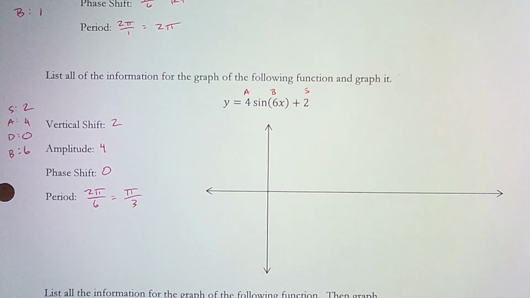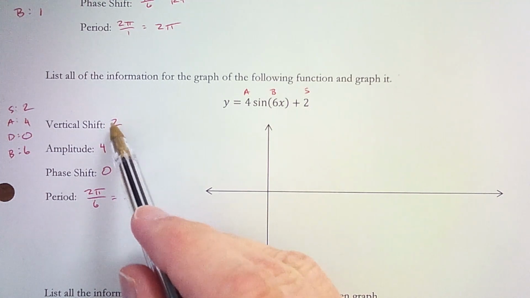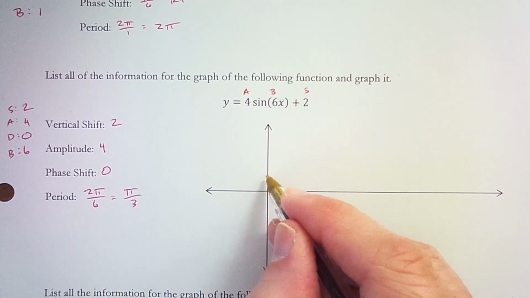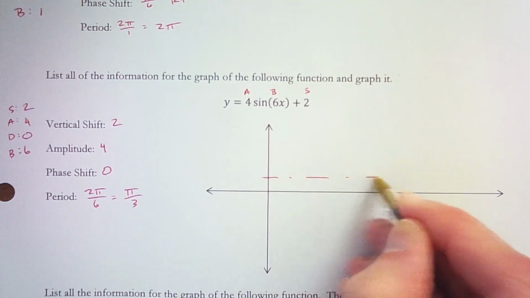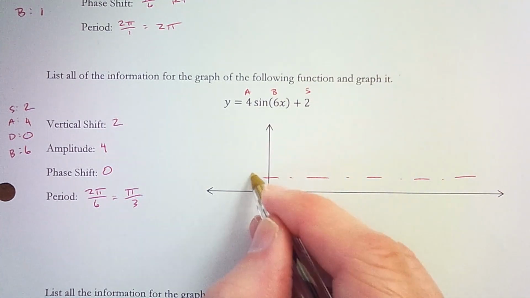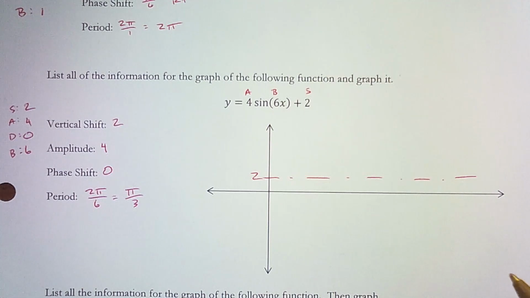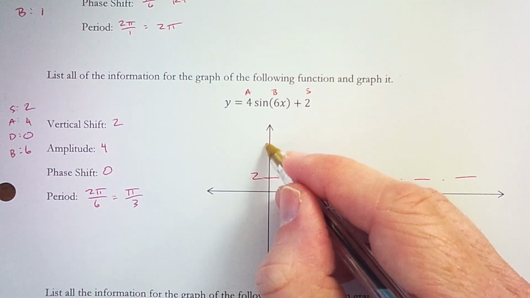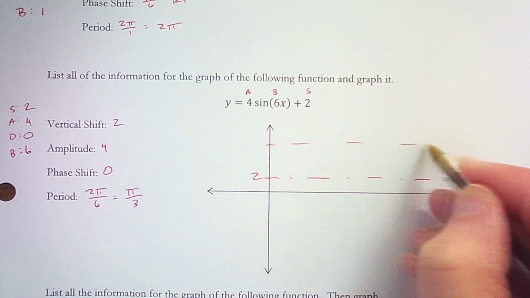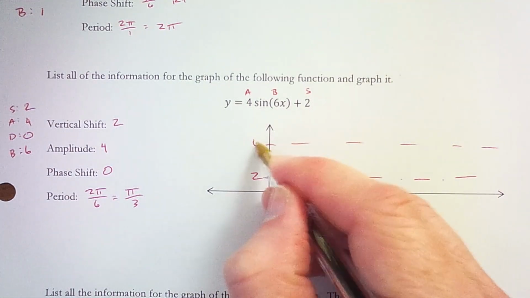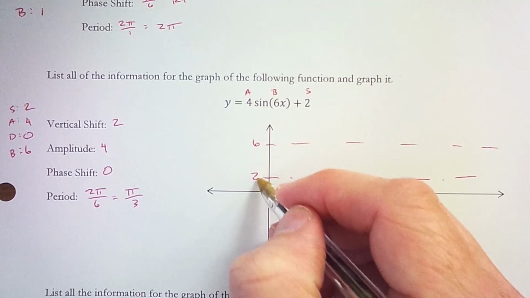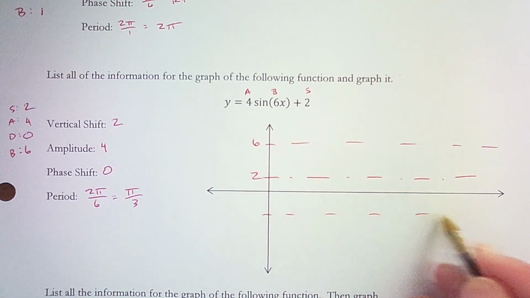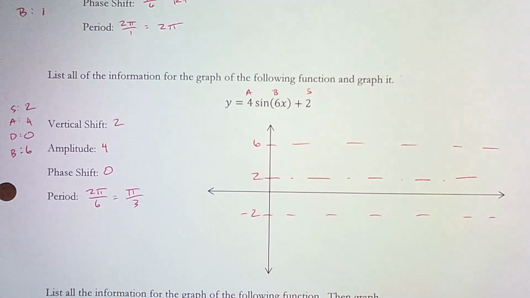Now to graph this, the center line is the vertical shift, or the sinusoidal axis. It's shifted up 2 units. So the center line is going to be 2. The amplitude is 4, which means it's going to go 4 above that. So the maximum is going to be 6. 2 plus 4 is 6, and 2 minus 4 is negative 2, so it's going to have a minimum at negative 2.